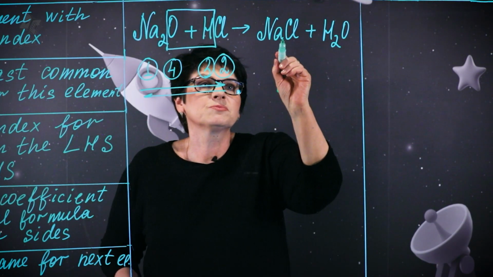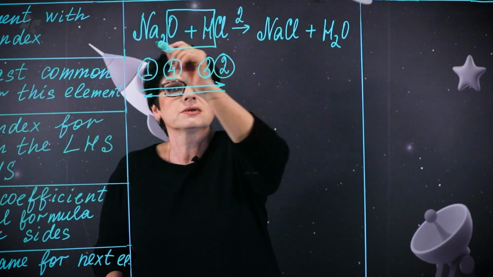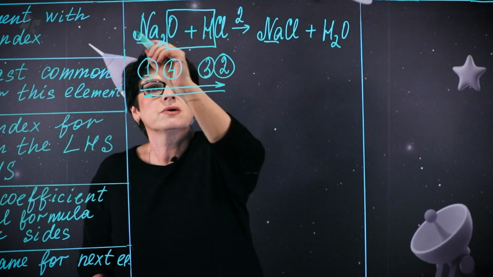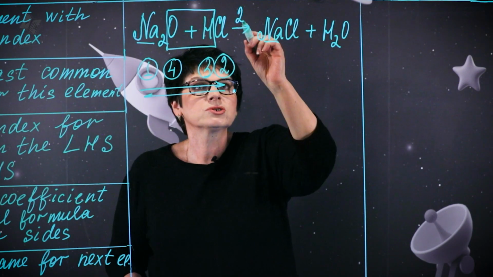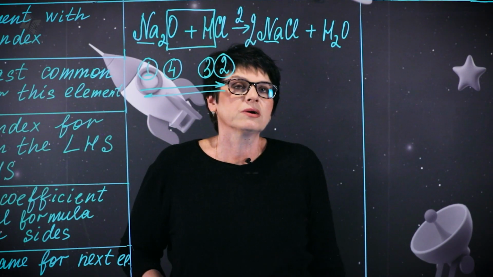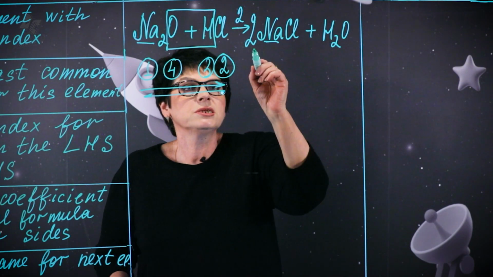On the left side 2, on the right 1. The multiplier for sodium, let's emphasize it, is 2. We divide 2 by 2. In the first step, we do not write 1. Instead, we divide 2 by 1, and the result is 2. They put a coefficient of 2 in front of sodium chloride.